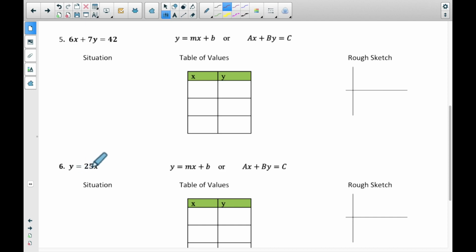We have y equals 25x. Which one of these do you think it matches up better to? Seems to me like it matches up better to this. The problem is there's no b, but you know what? We can always add a 0, and now there's a b. So there we have it.